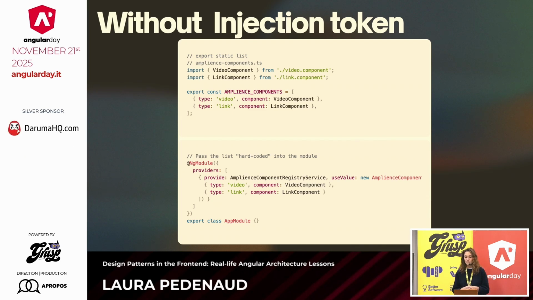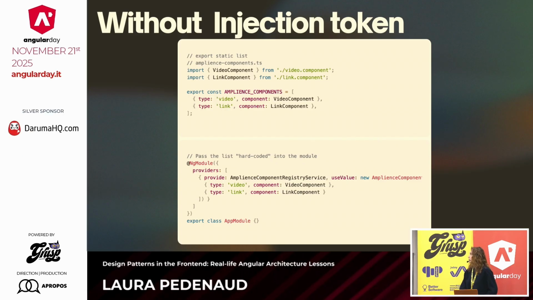So the decorator registers the components. The injection token exposes that registry to Angular's dependency injection system, and the service consumes it. That's where the automation comes from.